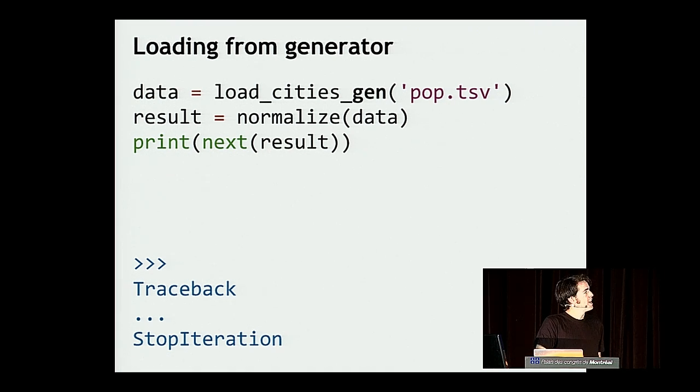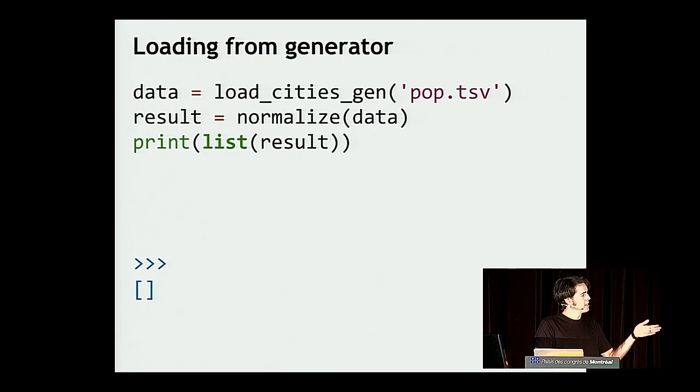What happened was we passed in the generator, and we got out a stop iteration exception, which is just nonsensical. It doesn't make any sense. What's actually happening is we're getting out an empty list, basically. There's nothing yielded from the generator. And the question is, how can this happen? How is it possible? Because we know load city's generator works, and we know normalized works. So there's some combination of normalized and the generator that's not working.